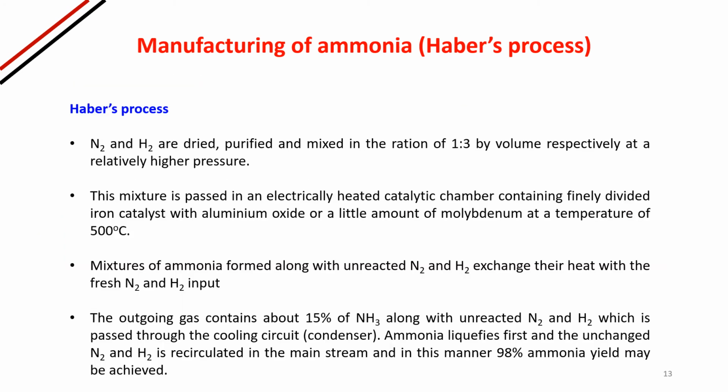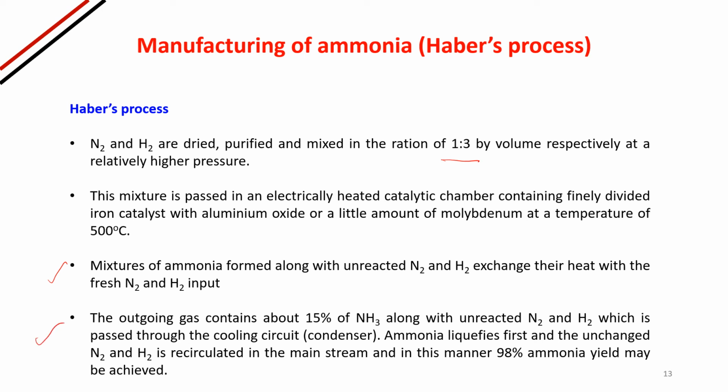Nitrogen and hydrogen are dried, purified and mixed in the ratio 1:3 by volume respectively at a relatively higher pressure. Second, the mixture is passed into an electrically heated catalytic chamber containing finely divided iron catalyst with aluminum oxide or a little amount of molybdenum at a temperature of 500 degrees centigrade. Third, the mixture of ammonia formed along with unreacted nitrogen and hydrogen exchanges its heat with the fresh N2 and H2 input.